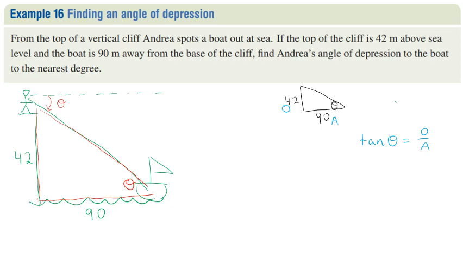This time we're trying to find the angle. Remember, when finding angles, I need to do the inverse. So I need to press shift first on the calculator. O divided by A. So I'll have tan negative 1, O is 42, A is 90. Pop that into the calculator and you should get 25 degrees. So that's the angle of depression from Andrea to the boat.